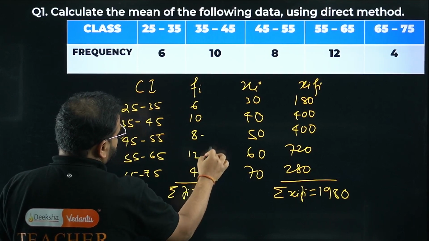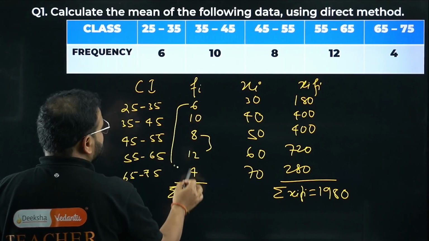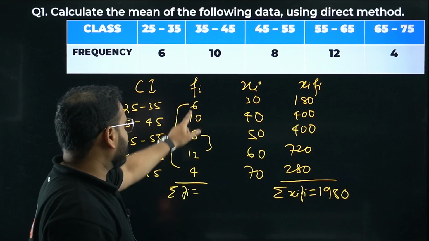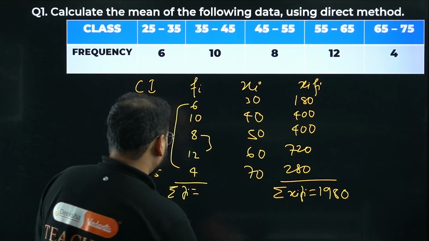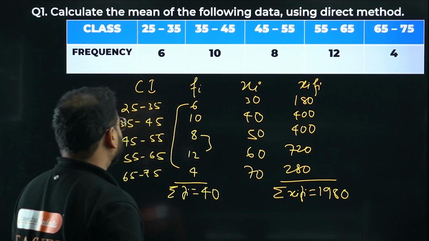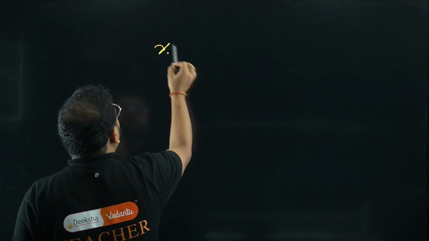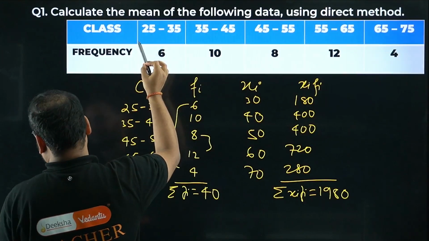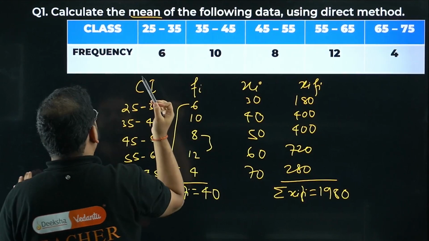So I can club this together. 12 plus 8 is 20, 6 plus 4 is 10, and I have another 10. 20 plus 10 is 30, plus 10 is 40, sir. 40. Great. What's the formula for? What are we looking for? Mean. We're looking for mean only, sir?